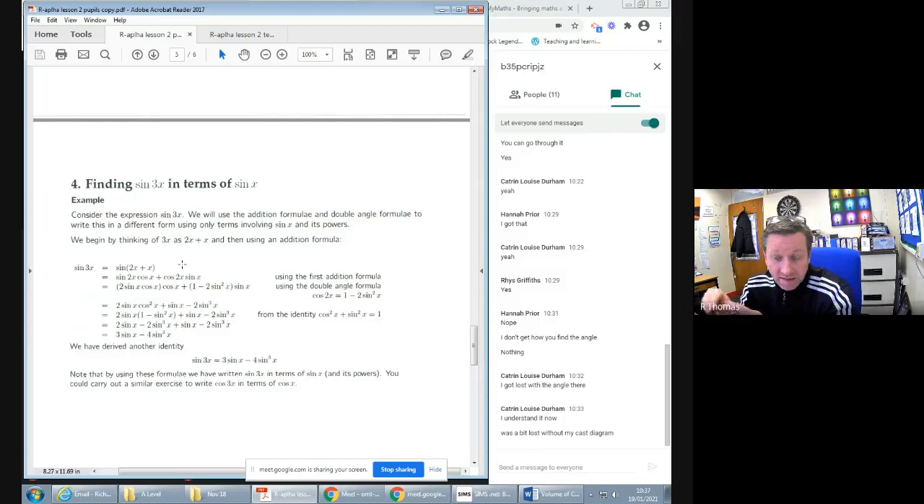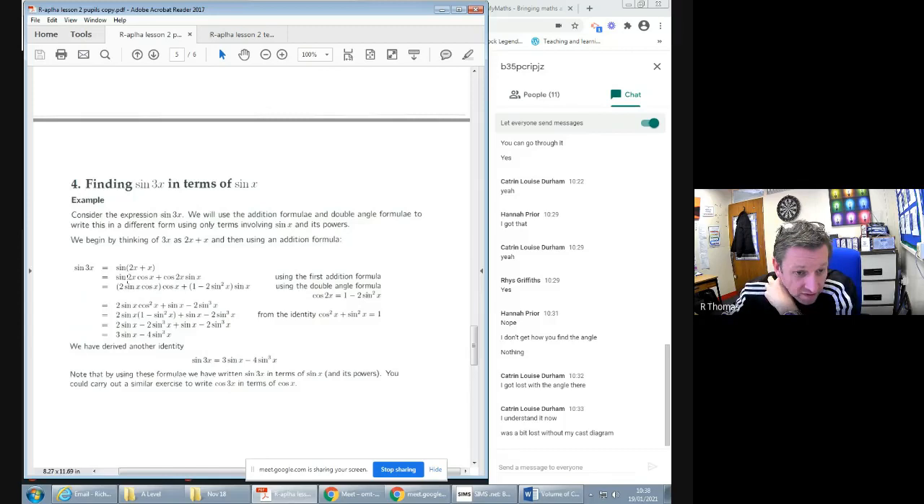Now, knowing that the identity of sine A plus B is sine A cos B plus sine B cos A, that's this line here, right? So that's sine 2x cos 1x, sine A cos B, plus cos 2x sine 1x, cos A sine B. Hopefully you're still with me. Now we've also, in the previous lesson, shown how we can rewrite sine 2x and cos 2x using the double angle identities, and we proved all that last time.